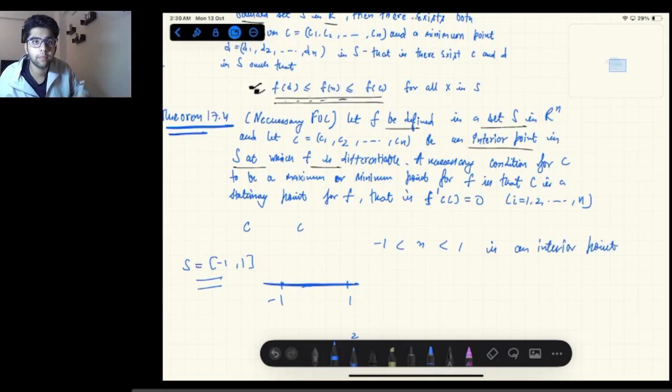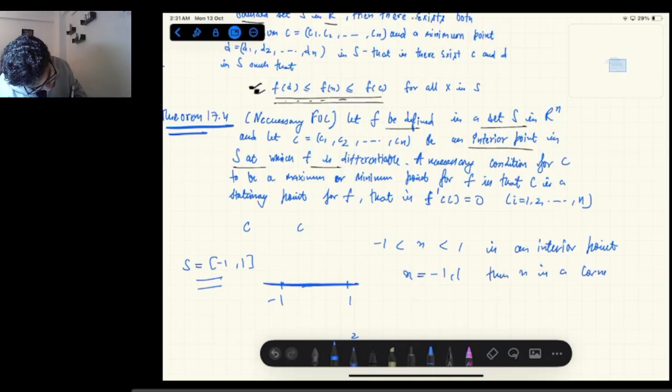I don't know why I am explaining all of this. I should have just moved on to the questions, but yeah, this will give you a lot of conceptual clarity. So x lies between -1 to 1, so x is an interior point, and if x is equal to -1, 1, we say that x is a corner point, right? So x becomes a corner point, then x is a corner point slash a boundary point.